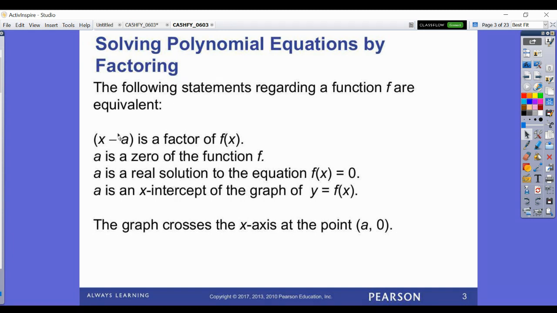And we can find these very easily from the factors if we still have that x minus in the problem. And the graph will cross the x-axis at the point (a, 0). So at that point, that's the x-intercept. So we usually write that one as a point.